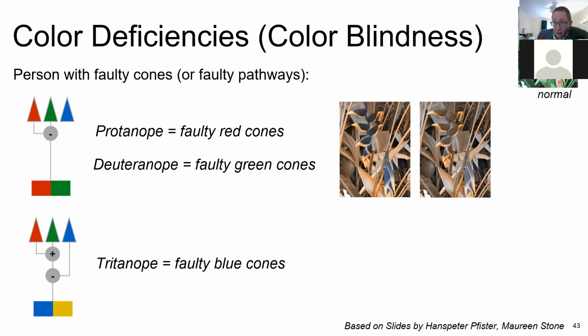Tritanopes, faulty blue cones, are much, much rarer. It's like 0.1% of the population. But you still need to worry about it. This is where accessibility comes in. When you're designing a visualization, when you're designing a user interface, you can't just ignore it. You've got to be aware of it.